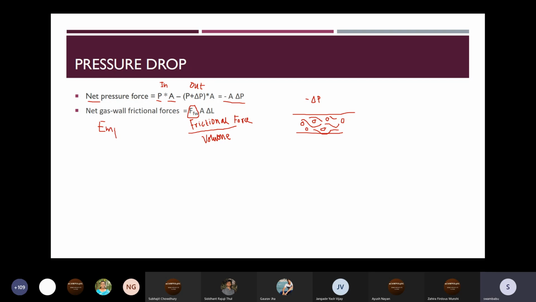So we have the empirical correlations for FFW, that is frictional forces between the gas and wall per unit volume. We don't have any standard theoretical expression derived from the fundamentals. So we have to use only empirical correlations for this term. And similarly for the frictional forces between the solid and wall per unit volume.